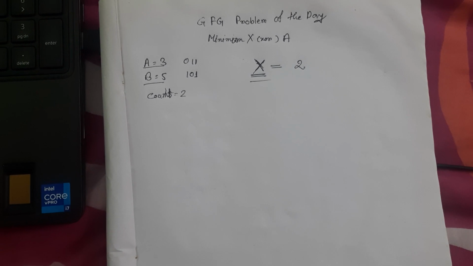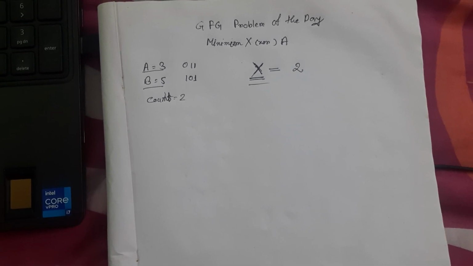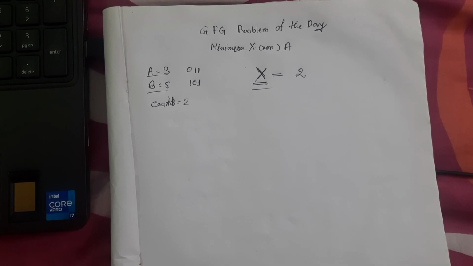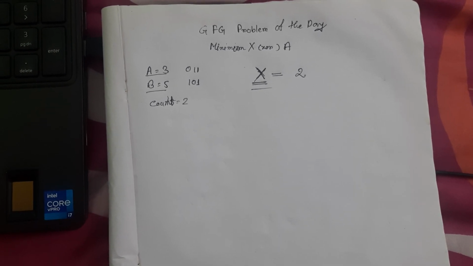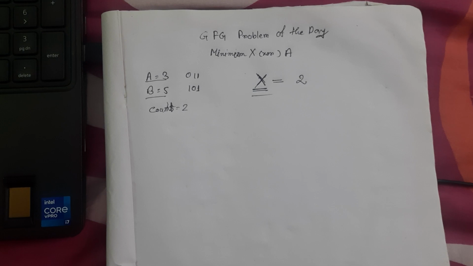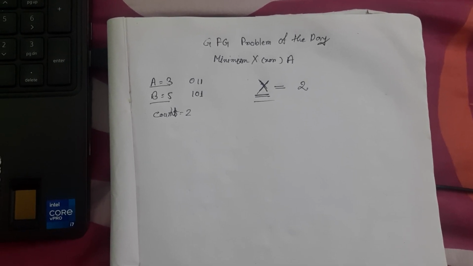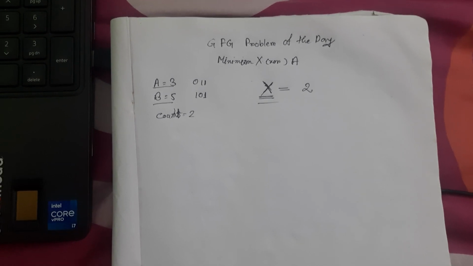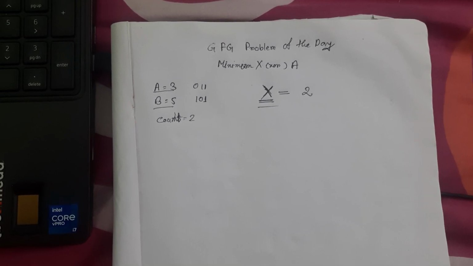Let's understand today's GeeksforGeeks problem of the day question. You are given two integers a and b, and your task is to find an integer x such that x XOR a is minimum possible and the count of set bits in x is equal to the count of set bits in b.